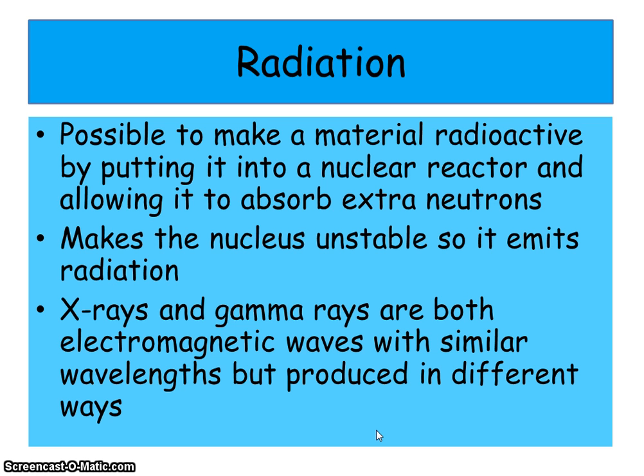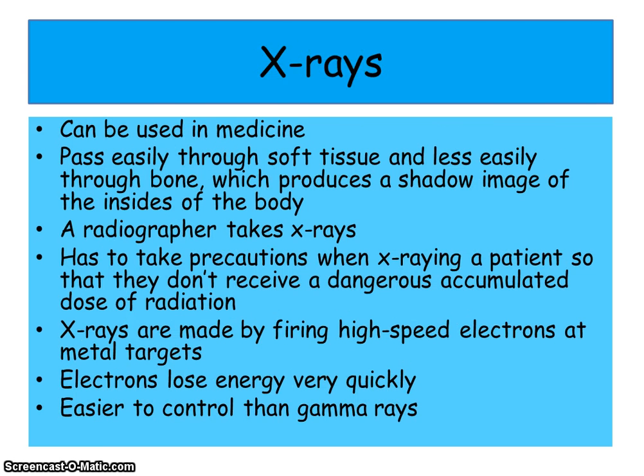Okay, so we've already looked at radiation, and we've looked at how the nucleus is unstable and they emit radiation. If we look at X-rays and gamma rays, which are both part of the electromagnetic spectrum, they have similar wavelengths, but they are produced in different ways.